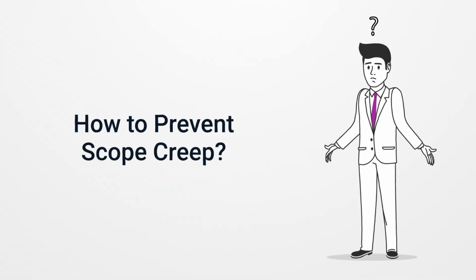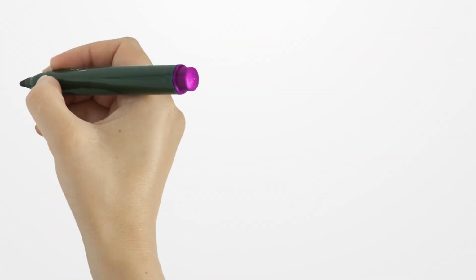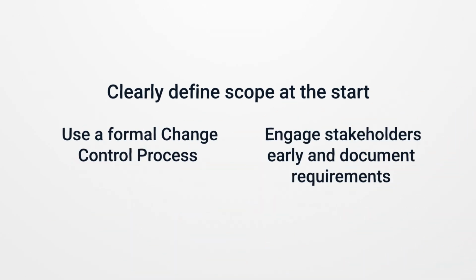How to prevent scope creep? Clearly define scope at the start. Use a formal change control process. Engage stakeholders early and document requirements.